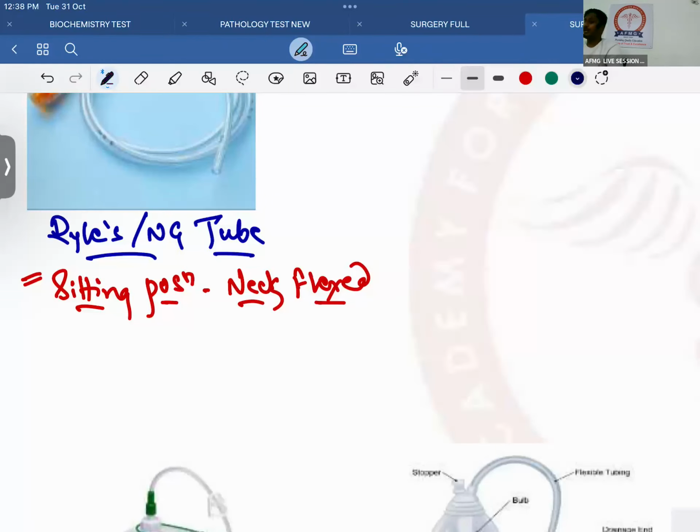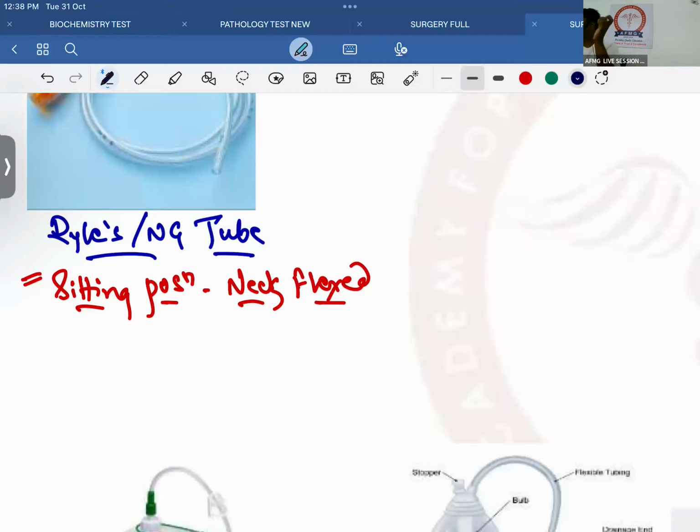Remember, how do we measure the length of the tube that is required to insert? From the tip of the nose till the ear lobule and down till the sternum. This length has to be measured in the patient, and this is the length to be inserted inside the nasal cavity. No problem in this. That has to be remembered, beta.